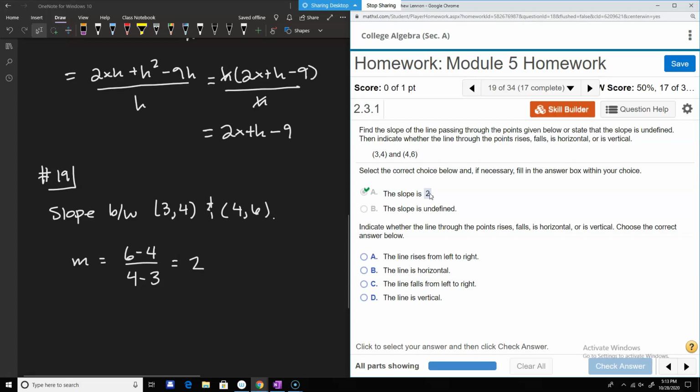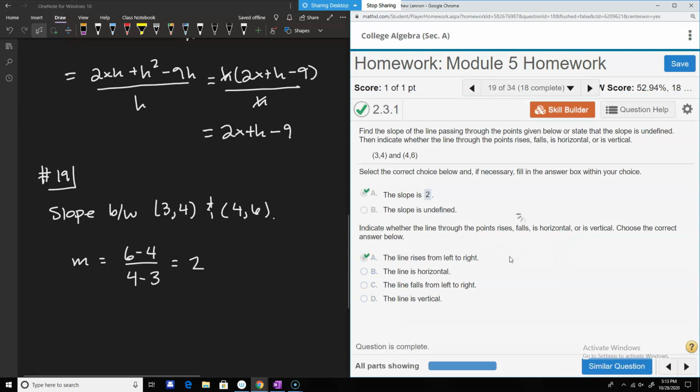Remember, positive slope is going to be rise from left to right. Negative is fall from left to right. 0 is horizontal, and undefined is vertical. So we went over that last week.